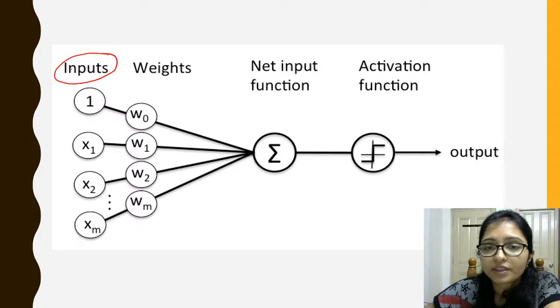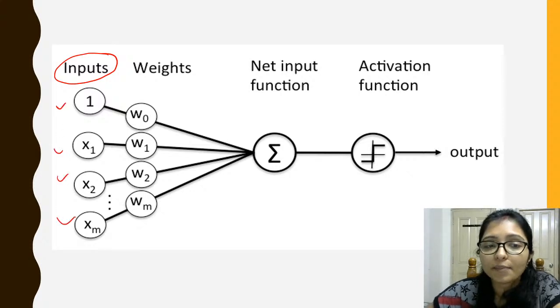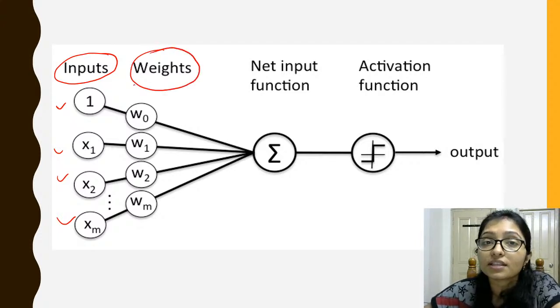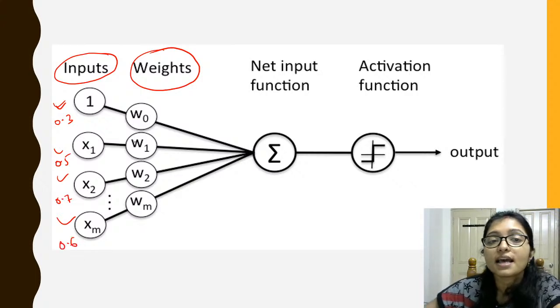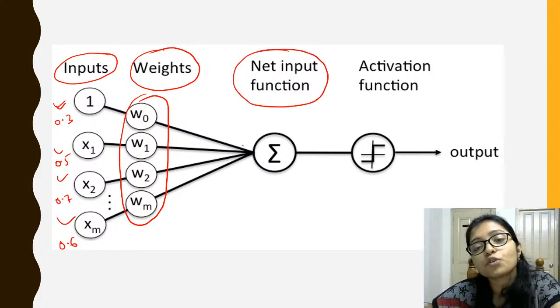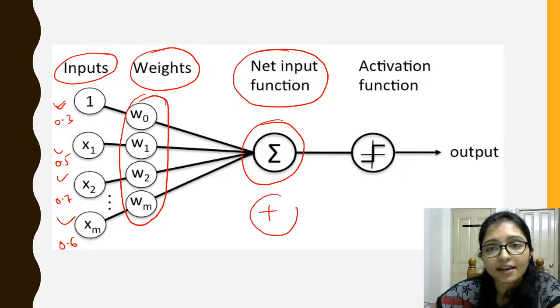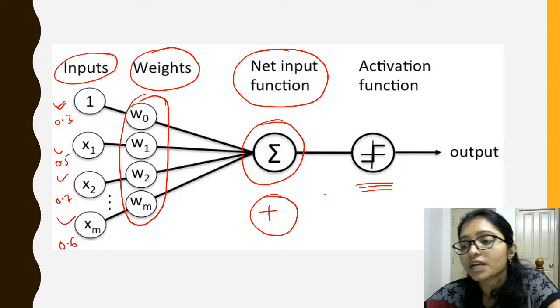These are the inputs, just think of these as the inputs from where the input is coming. After that, these are the weights. From the input we are giving the weights: this is 0.3, this is 0.5, this is 0.7, this is 0.6, and these weights come after the input. Now there is the net input function. Net input function means here we are doing the addition, all the weighted inputs will be added here. After that, this is the activation function.